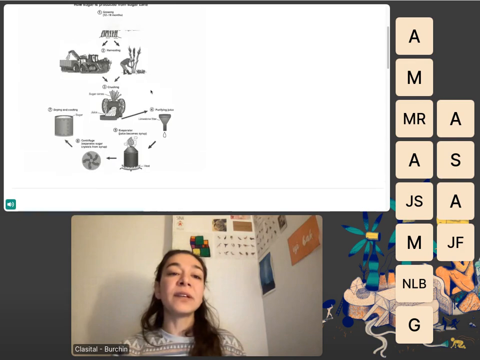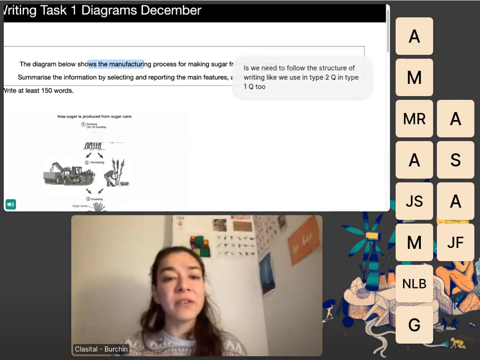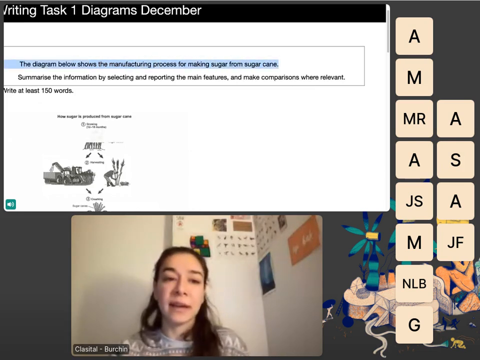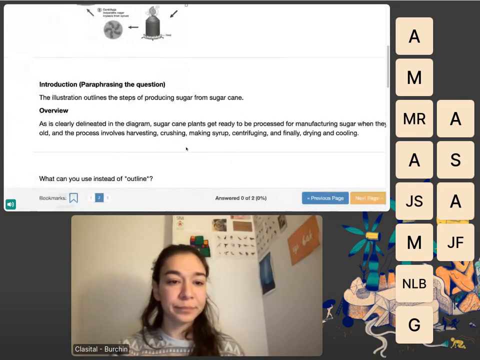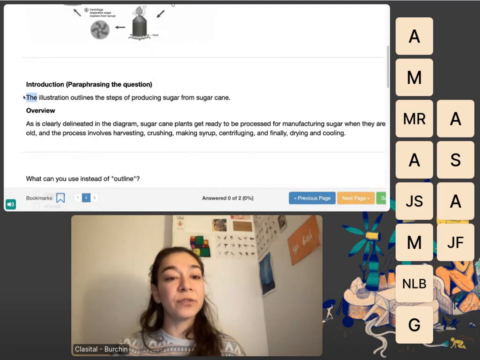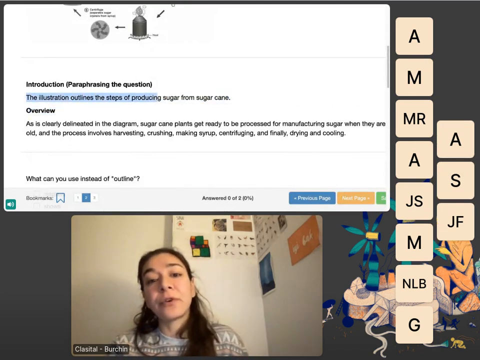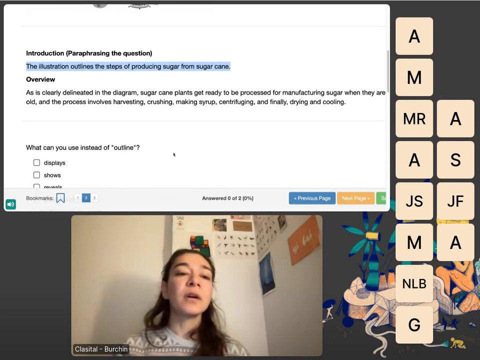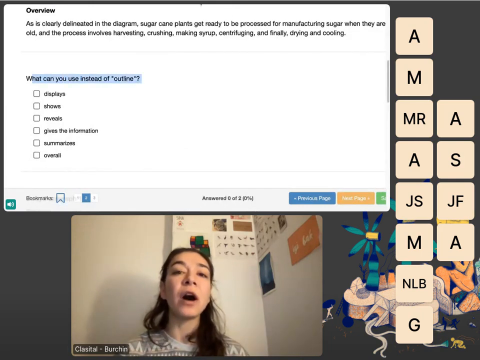For example, in the question, it says the diagram below shows the manufacturing process for making sugar from sugarcane. First, I'm going to read my example. In my example, I'm saying the illustration outlines the steps of producing sugar from sugarcane. Okay. So, my students, what can you use instead of outline?